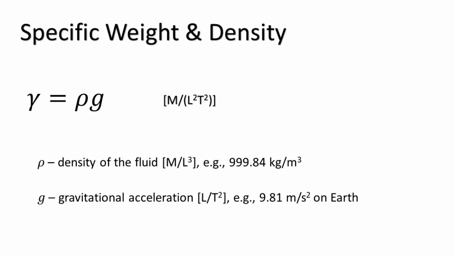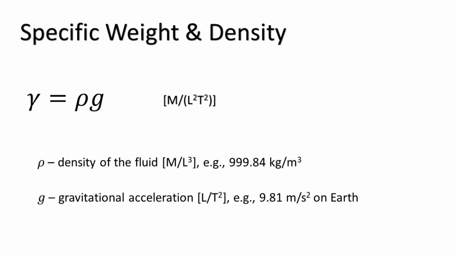Unlike density, specific weight is not a fixed property of a fluid. It depends on the value of the gravitational acceleration, which varies with location. Pressure may also affect values, depending upon the bulk modulus of the fluid, but generally, at moderate pressures, has a less significant effect than the other factors.